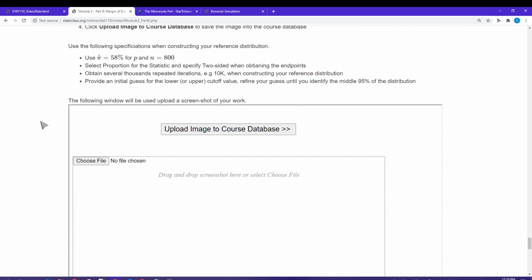So I want you here to go ahead and obtain the reference distribution for this situation. You're going to use 0.58 as the p-value. You're going to use 800 as your sample size. You're going to specify two-sided, obtain many, many repeated iterations, so you can use 10,000 again if you'd like. And then you just need to provide an initial guess and then keep refining that guess until you can identify at least something close to the middle 95% of the distribution.